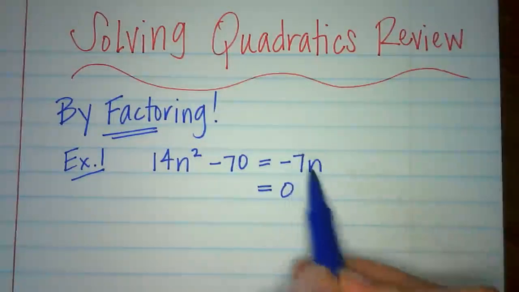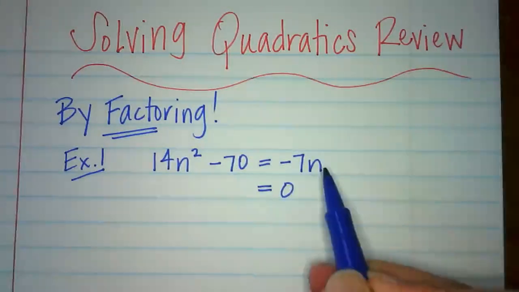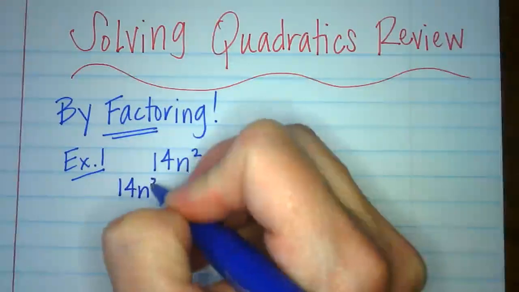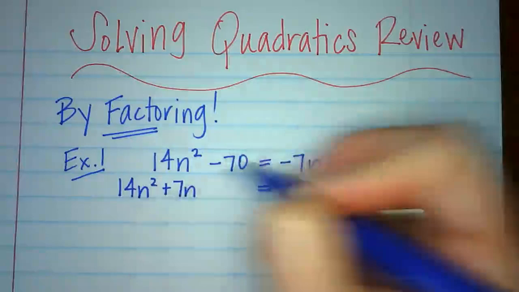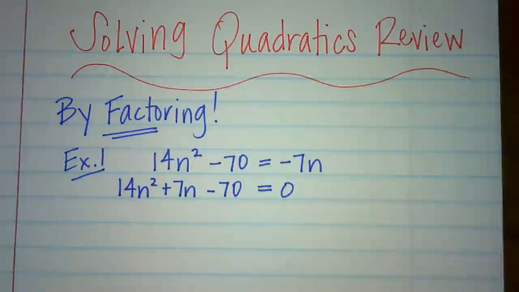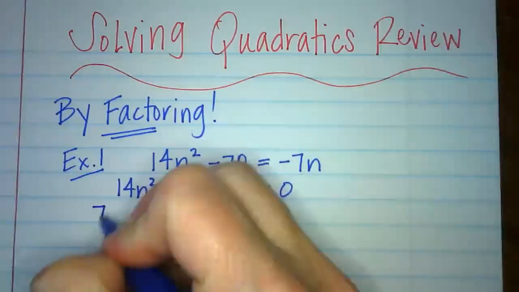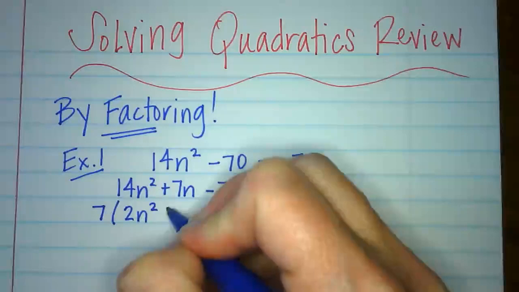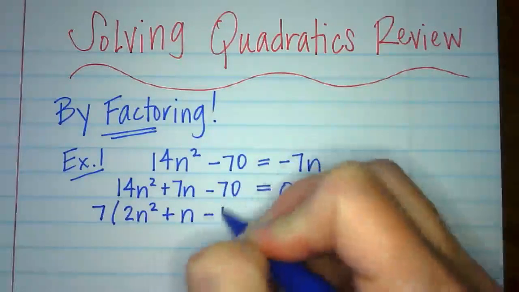So what we need to do is get rid of this. To get rid of negative 7n, we need to add 7n. So that is going to, if we put this in the correct order, go right in the middle. Now we need to factor. Remember, when we factor, first thing we do is look for GCF. All of those can be divided by 7. So we take out a 7. That would leave 2n squared plus n minus 10.